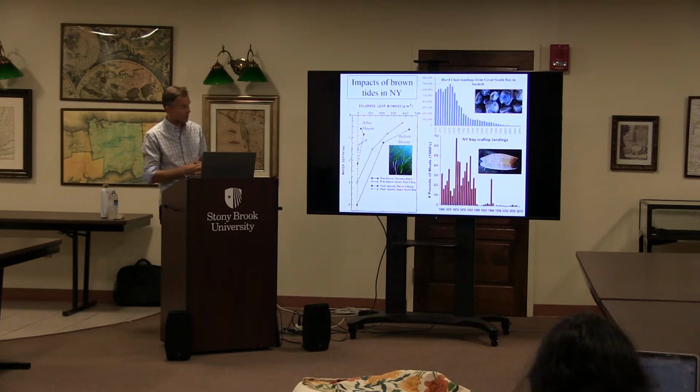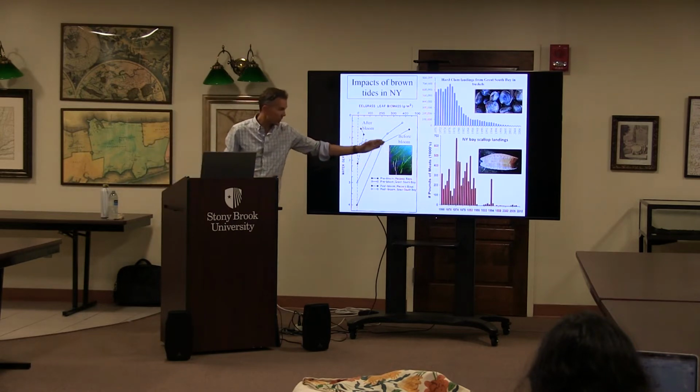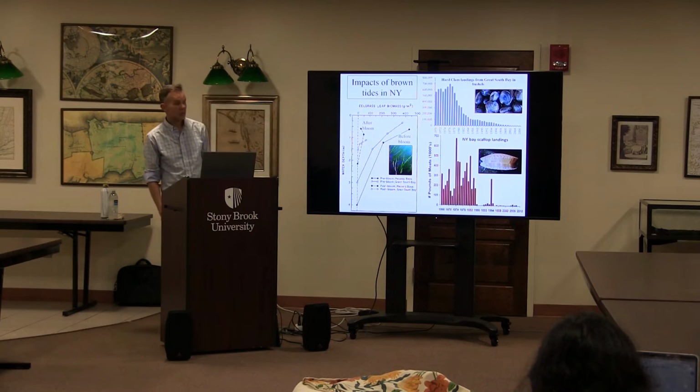I mentioned that the hard clam was the biggest fishery. New York was the biggest fishery for hard clams in the U.S. The original decline of that was due to overharvesting, but repeated brown tides prevented it from then coming back, and the extreme turbidity leads to the die-off of seagrasses, which are a really important habitat for small fish.